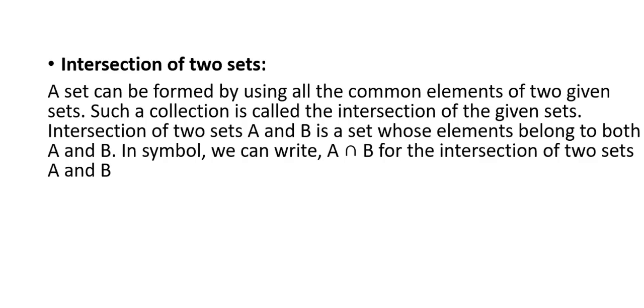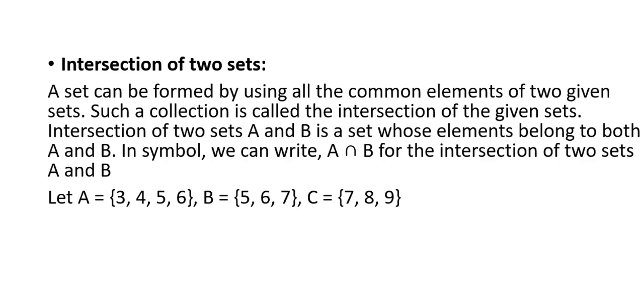In symbols we can write A ∩ B for the intersection of two sets A and B. This particular symbol, ∩, is the symbol for intersection. It says clearly that in an intersection we are only going to form a set using the common elements present in two sets. Let's say that we have three sets here also.